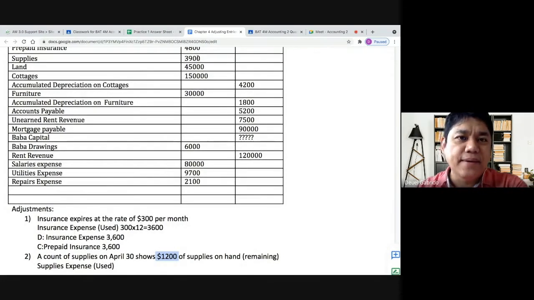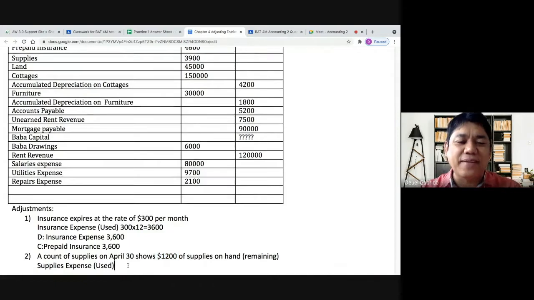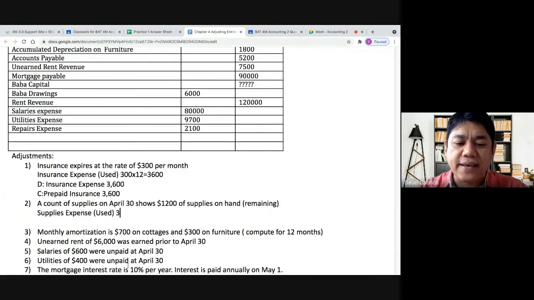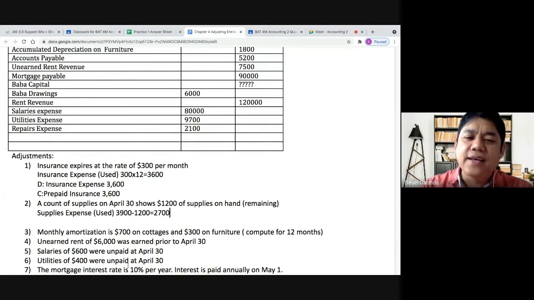39 is what we purchased. Subtract by 1,200. Okay, very good. So that is 3,900, the original, minus 1,200, right? And how much is your answer? The difference is 2,700. That is the amount that we used. And we have to recognize that as part of your expense.